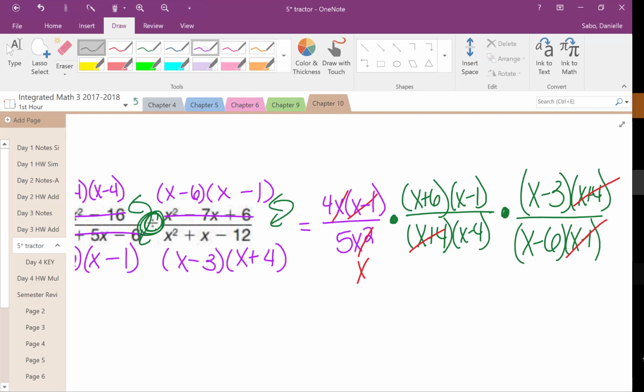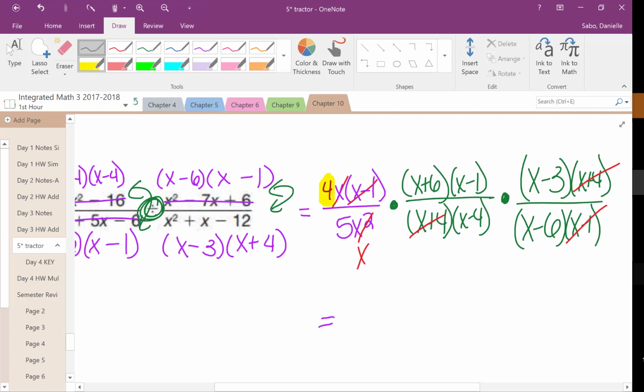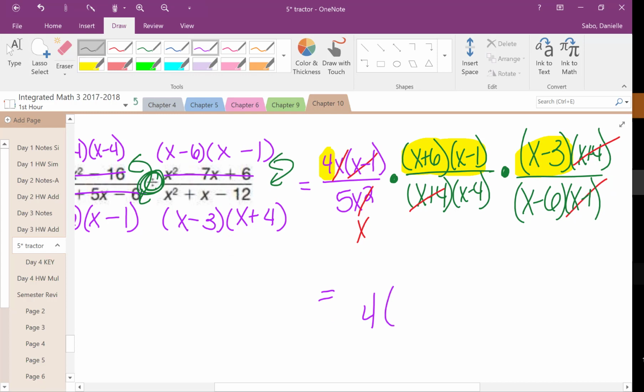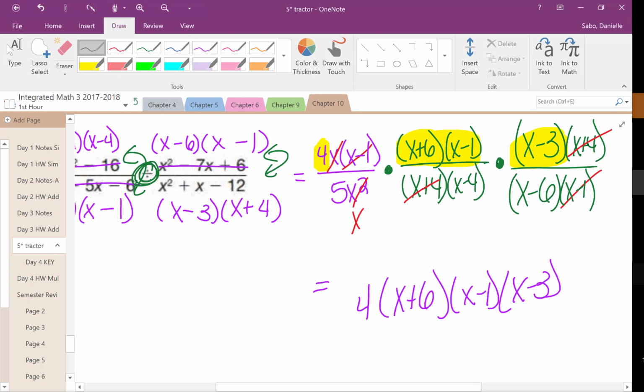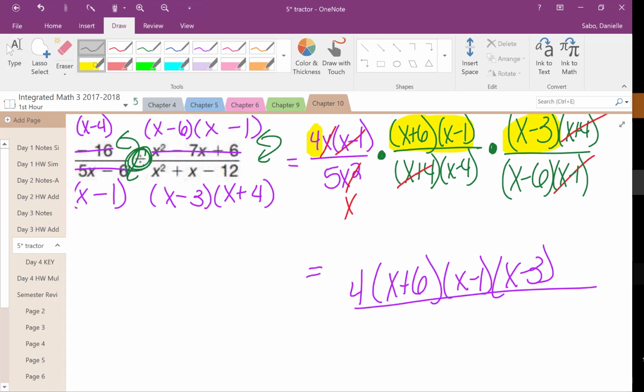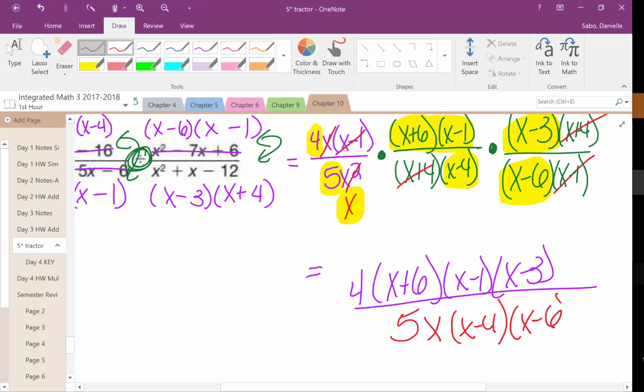That was fun. All right. Not too many canceled, though. But I have 4 left. I have this piece left, and I have this piece. Write that out: 4 times x plus 6 times x minus 1 times x minus 3, all over 5, x minus 4, x minus 6. Sorry, 5. Don't forget about this x2. Okay, now we're not done.